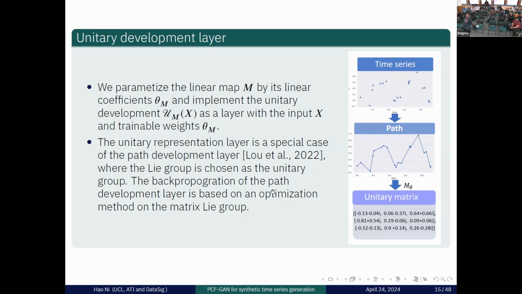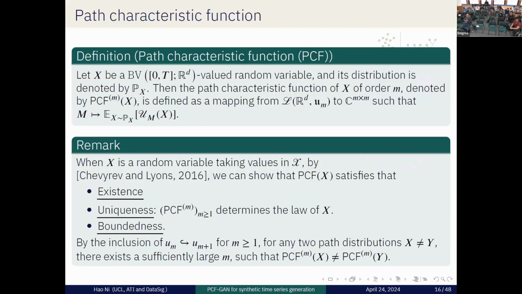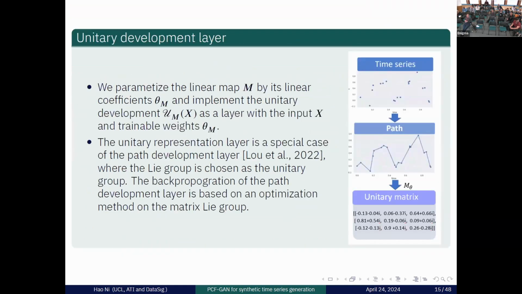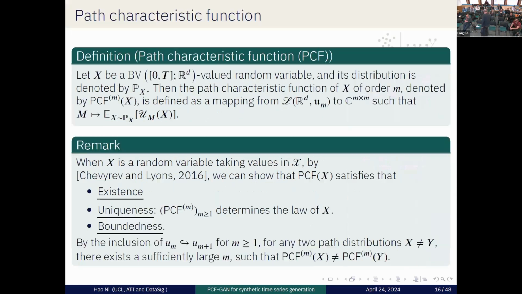So here what I want to say is that the unitary development layer can be used as a general layer for time series. The loss function could be the one I will show you later, the path characteristic function based distance, but it can be used as a loss function in general as well. Now we are ready to introduce the definition of the path characteristic function.